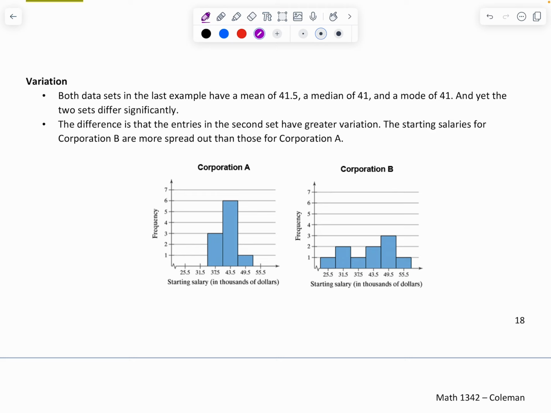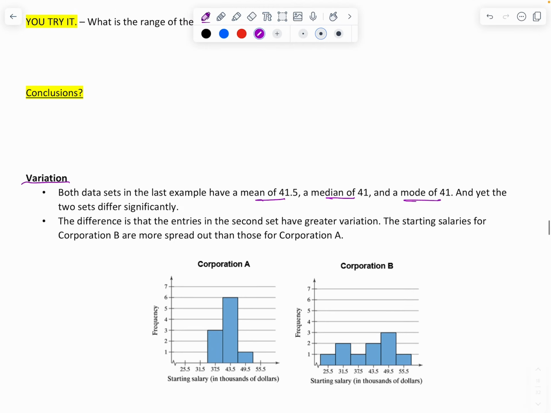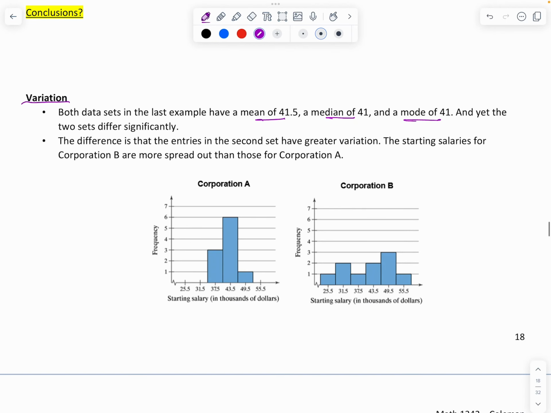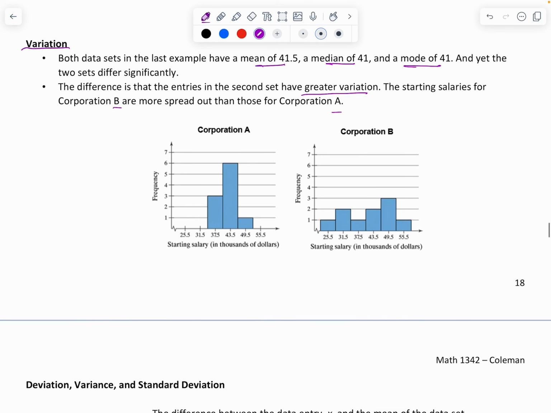All right. Then we do talk more about variation as a whole. So both data sets in the last example have the same mean, and you'll find that out when you do that, the same median and the same mode. And yet the 2 sets differ significantly. The difference is that the entries in the second set have a greater variation. So a greater range, and you'll see that as well when you do the range. The starting salaries for Corporation B are more spread out than for those of Corporation A.